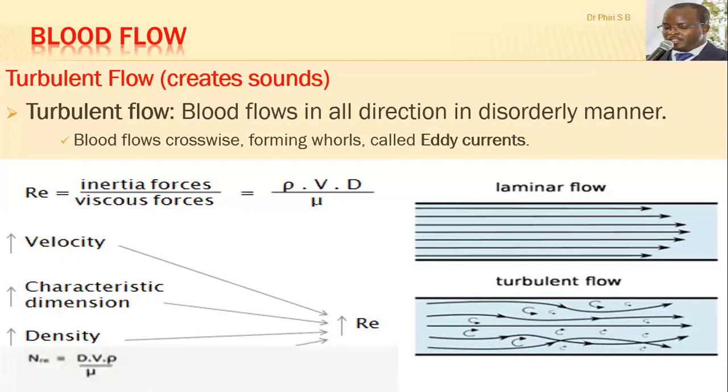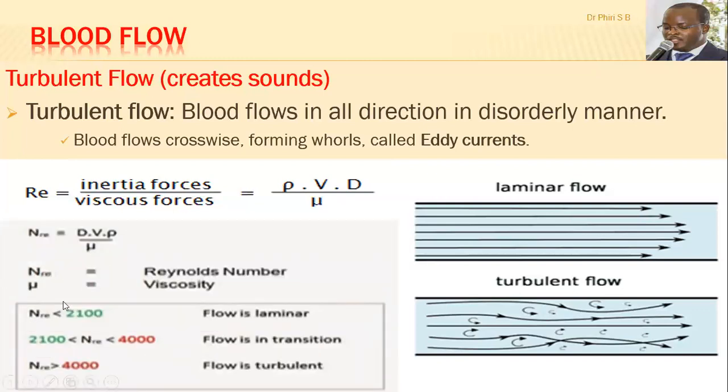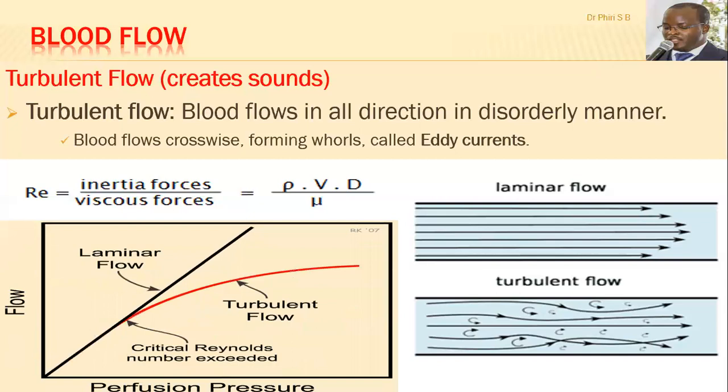flow or turbulent flow. So you can see here, if the Reynolds number is less than 2,100, then you're going to have laminar flow. If the Reynolds number is between 2,100 and 4,000, the flow is in transition. So now it's changing from laminar flow to more of turbulent flow. If the Reynolds number is greater than 4,000, then here the velocity is so much that you're going to have turbulent flow that is going to produce or create sounds that you can get with a stethoscope.